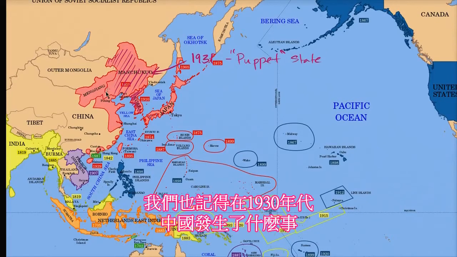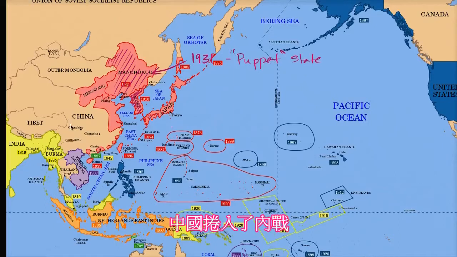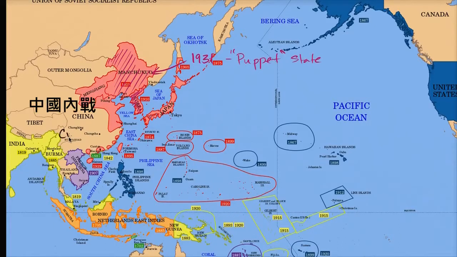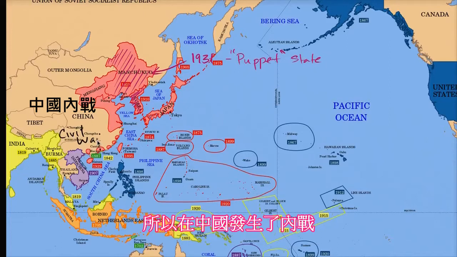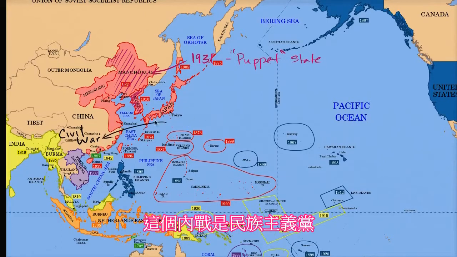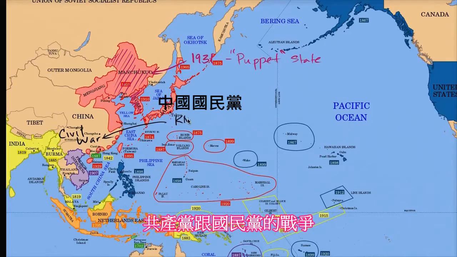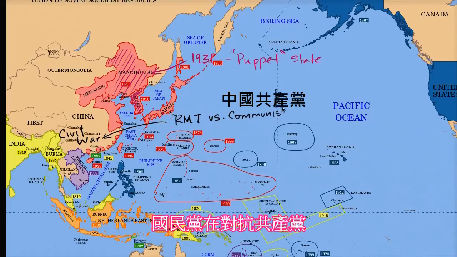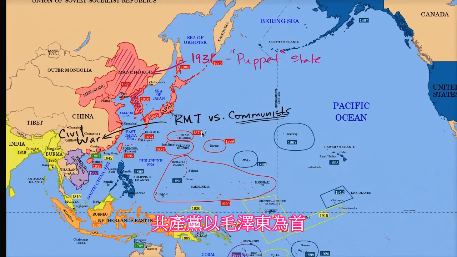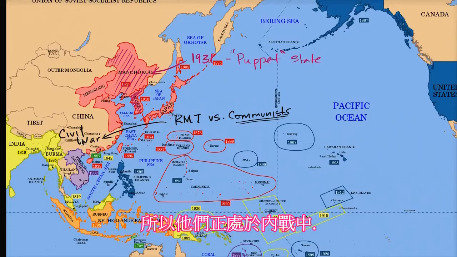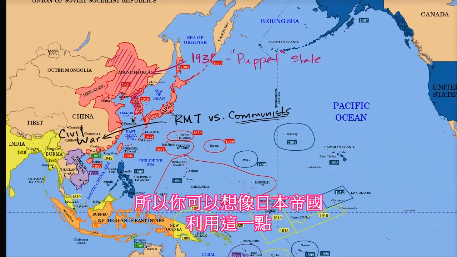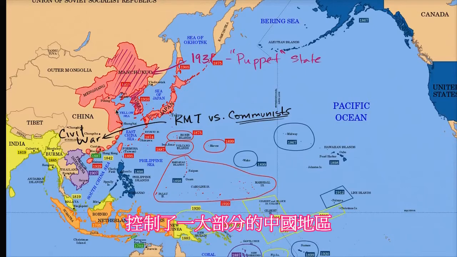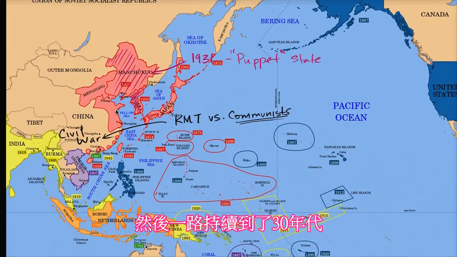And we need to remember what is happening in China in the 1930s. China is embroiled in a civil war. So there is a civil war going on in China. And that civil war is between the nationalists, the Kuomintang, and the communists. The communists led by Mao Zedong, the Kuomintang led by General Chiang Kai-shek. And so they're in the midst of the civil war, and so you can imagine Imperial Japan is taking advantage of this to take more and more control over parts of China. And that continues through the 30s until we get to 1937.